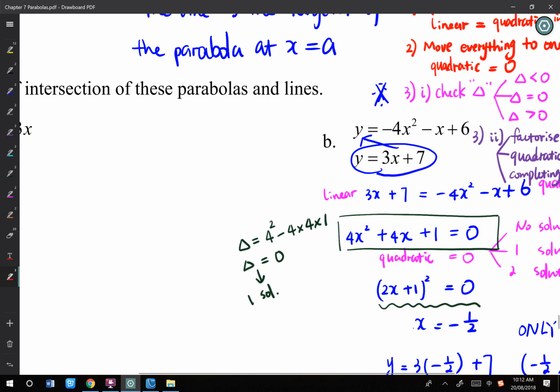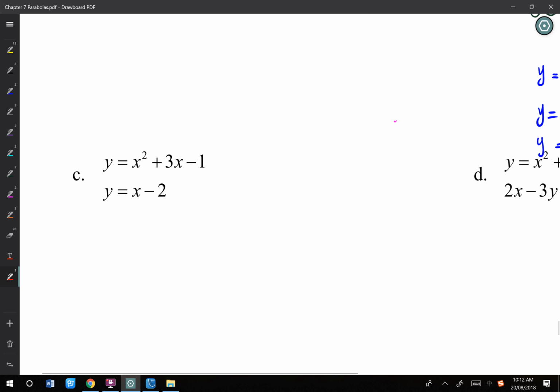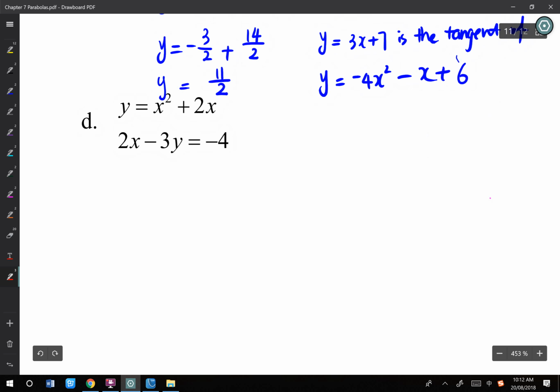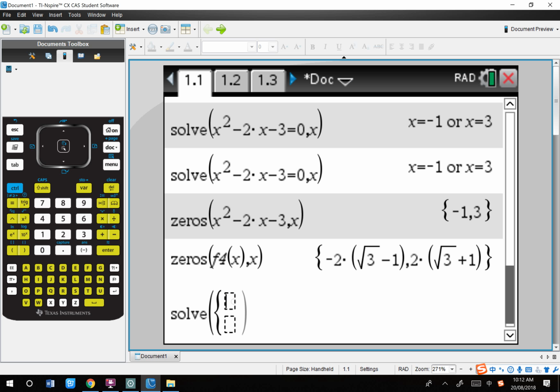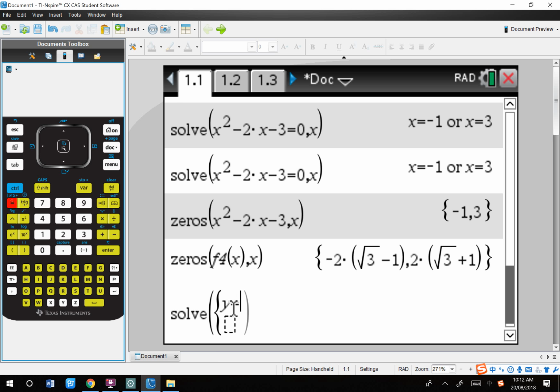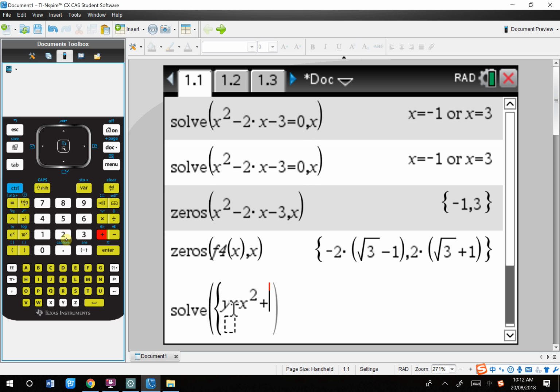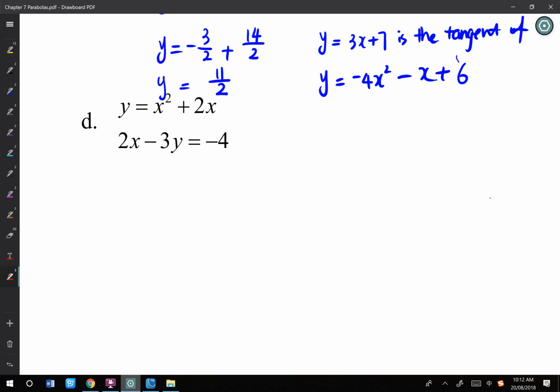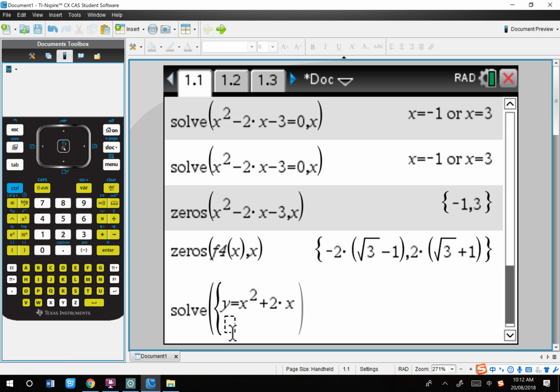Let's use one example. Let's use this one, a complex one. Y equals x squared plus 2x. Okay, the first one is that. So type that in: y equals x squared plus 2 times x. Okay, that's my first equation. And the second equation is 2x minus 3y equals minus 4. 2x minus 3y equals minus 4.